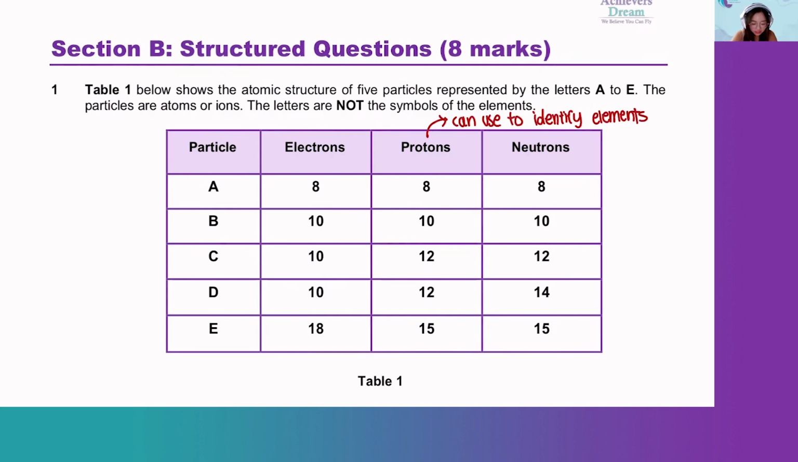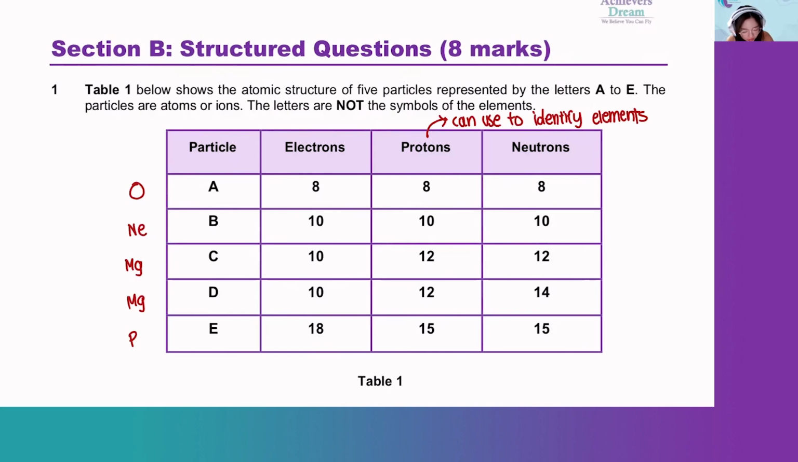So if we check all of the atomic numbers 8, 10, 12, and 15, you should get particle A to be oxygen, B is neon, C and D are magnesium, and E is phosphorus. Okay? So after we identify the element, now we need to determine whether these particles are atoms or ions.